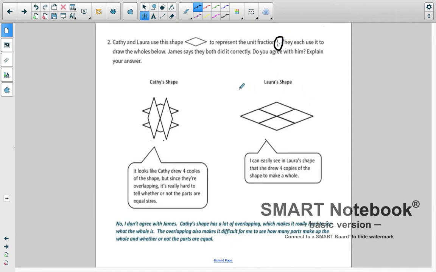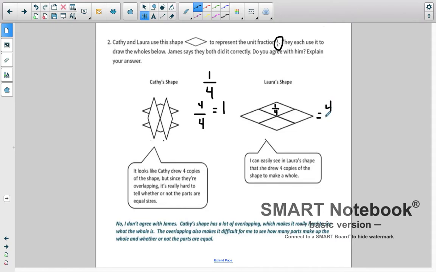So let's look at Laura's shape here. So remember, in 1/4, for it to equal 1 whole, we have to get to 4/4. That means that it has to have 4 pieces of the diamond. So let's look at Laura's shape first. She has 1, 2, 3, 4 diamonds, which is good. So each of these equals 1/4, and they're all the same equal size. So this equals 4/4. So Laura did it correctly.